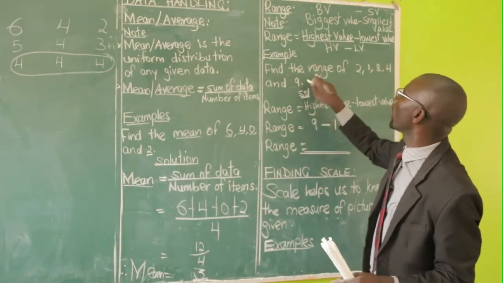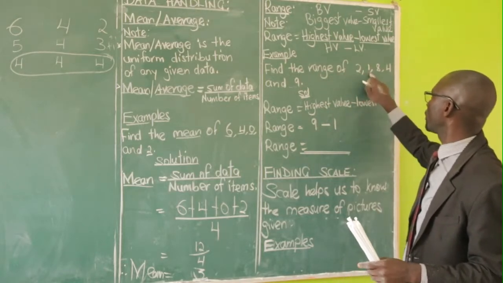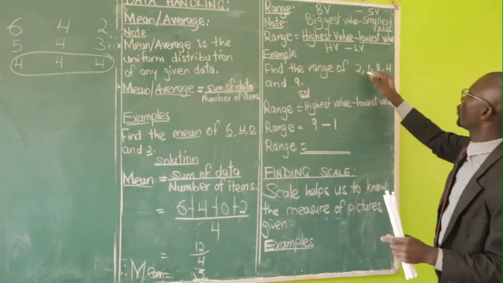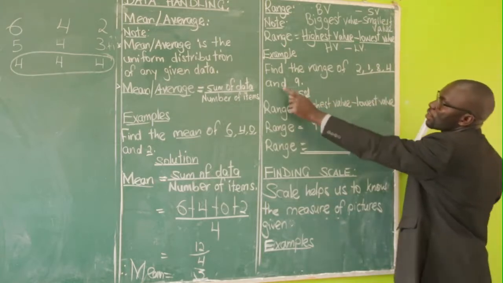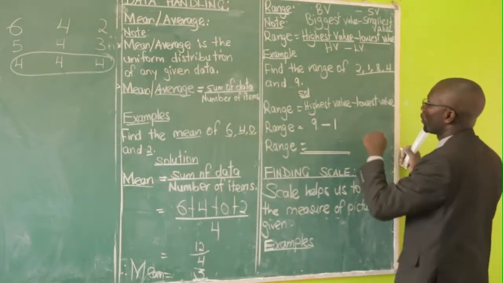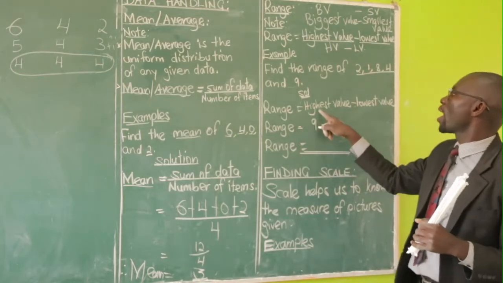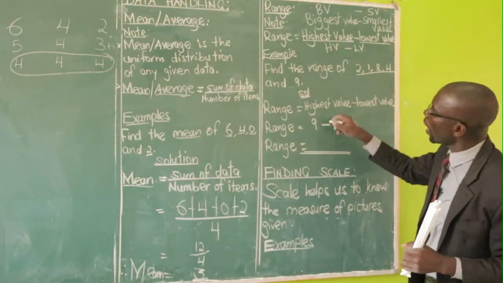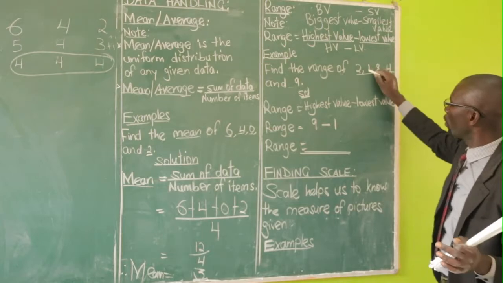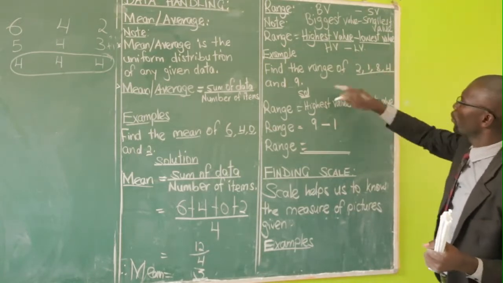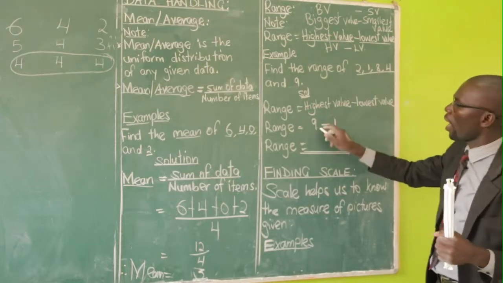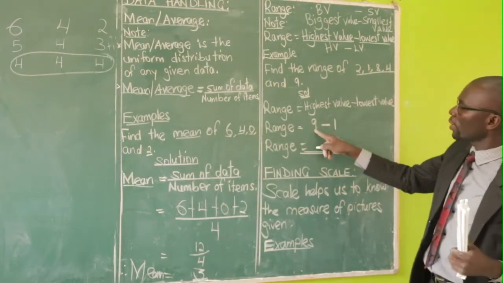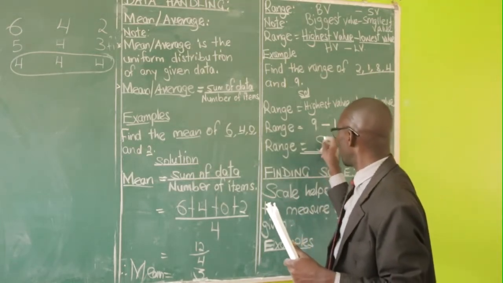For example here, find the range of 2, 1, 8, 4, and 9. Some of you have a tendency of reaching here and you stop there. But there is this other value which has been put this side. So now, we shall say range equals highest value minus lowest value. The highest value in this case, is it 2? No. 1? No. 8? Yeah, I think so. But we have a 9. And 9 is bigger than 8, so our biggest value, or highest value, is 9. Minus the smallest, which is 1. And 9 take away 1, we shall have 8.